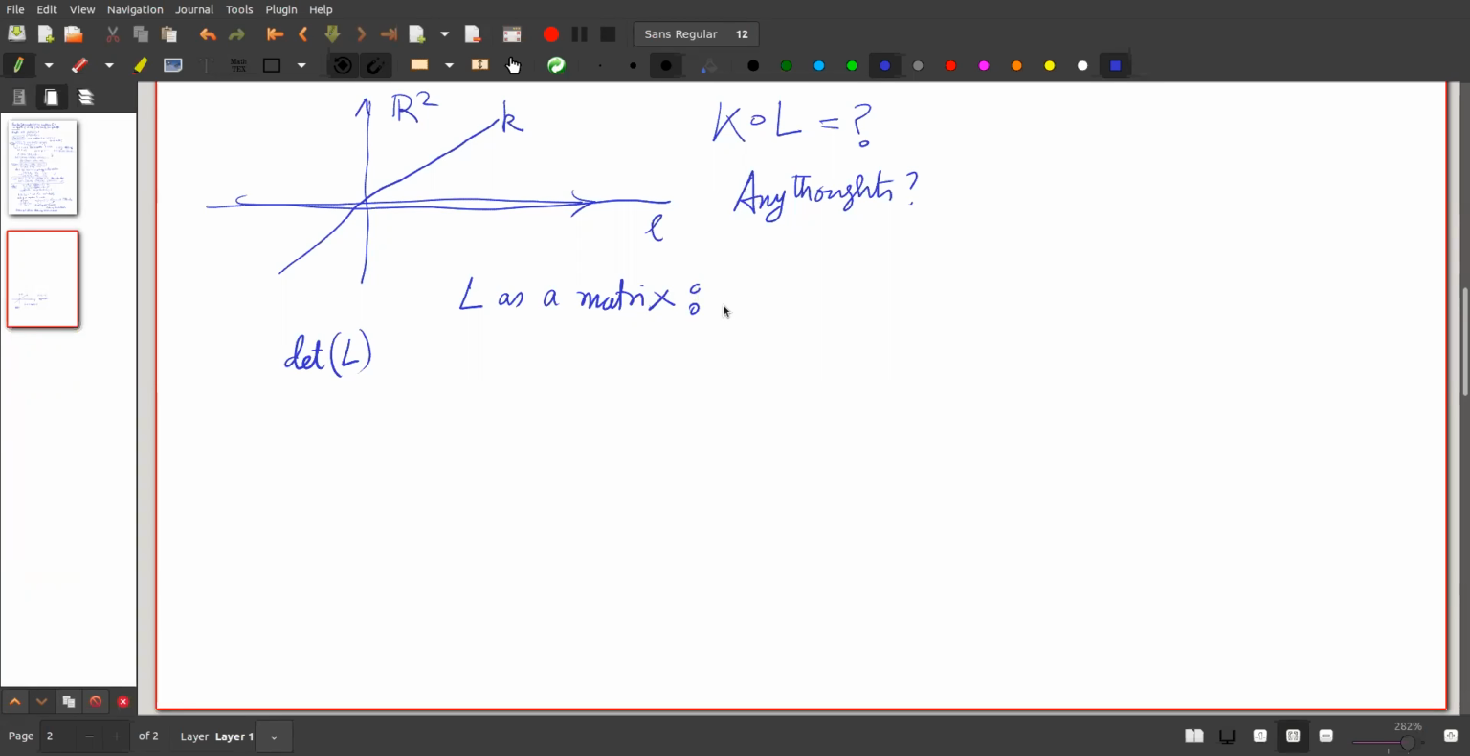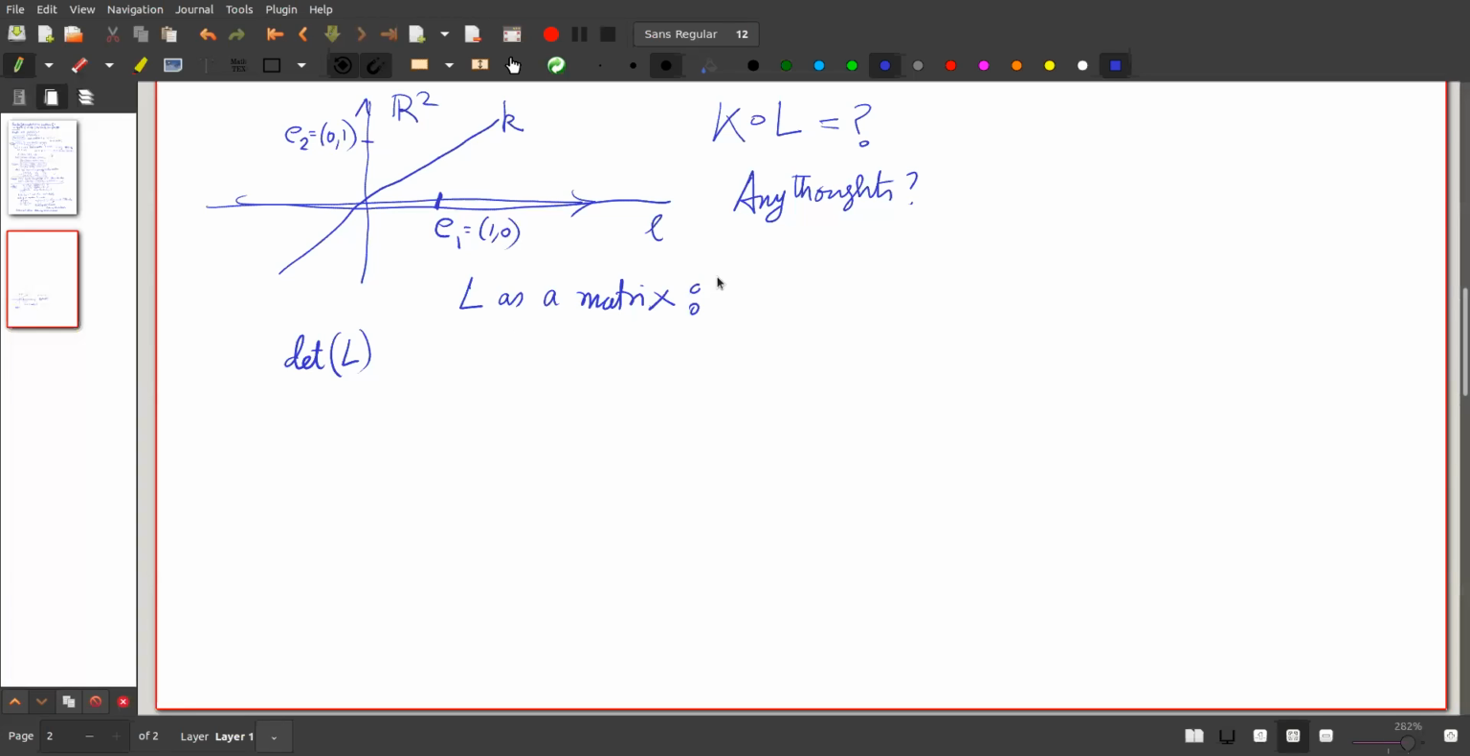We have to look at the standard basis. That's one way of doing it. In fact, you can choose any basis you want, but let's choose the standard basis. E1 is equal to 1 comma 0. So let's say E1 is here, which is 1 comma 0. E2 is here, which is 0 comma 1.